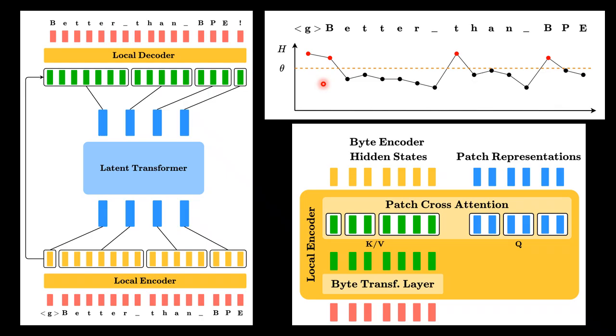But why does this matter? Because it guarantees incremental patching. The model never needs to look into the future to decide how to segment the past. That's something BPE fundamentally cannot do.